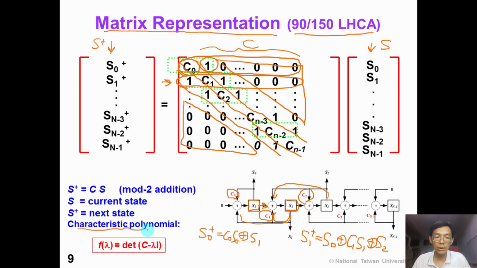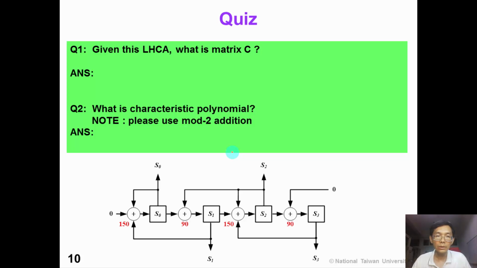The characteristic polynomial is equal to f lambda, which is the determinant of C, the middle matrix here, minus lambda I, the identity matrix. Now it's time for quiz again. Given this cellular automata, what is the matrix C? Question 2. What is the characteristic polynomial of this cellular automata? Please remember, you need to use modulo 2 addition in this calculation. This problem is more difficult. So now please pause your video and work on this one.